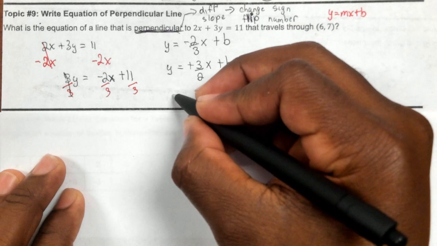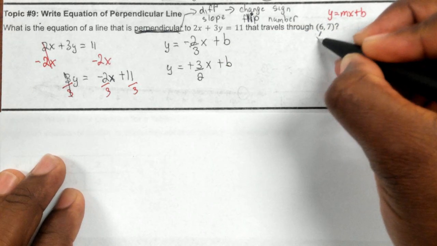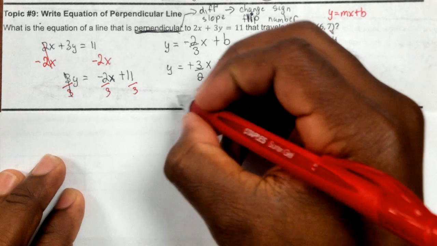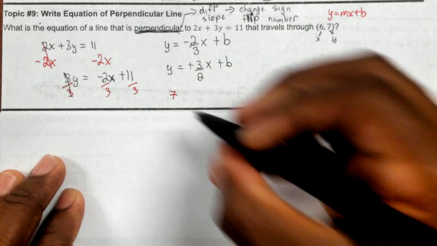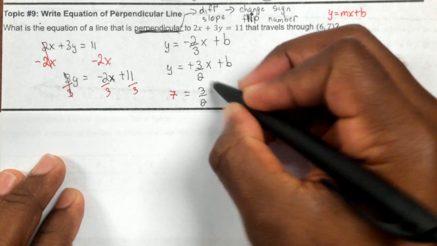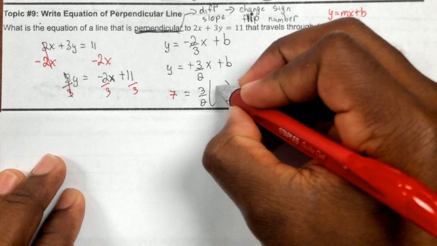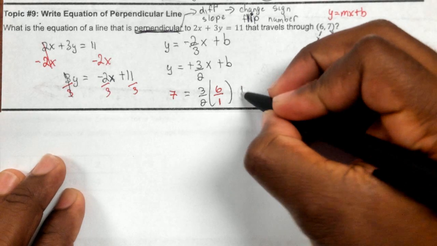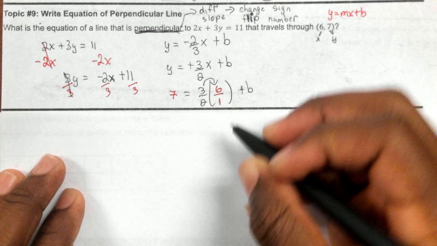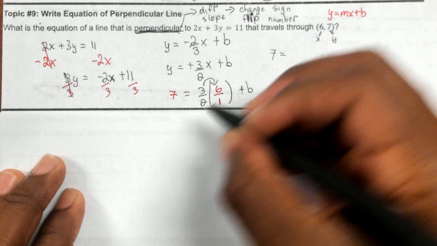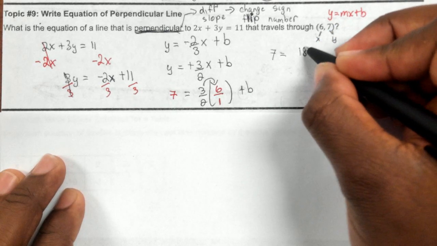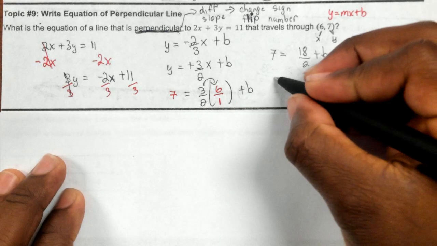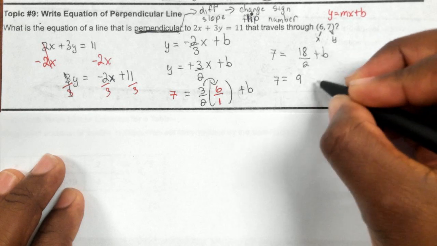Now I'm going to plug in these points for x and y. Instead of writing y, I'm going to replace y with 7 is equal to 3 over 2, and I'm going to replace x with 6. Because this is a fraction, I'm going to write this as 6 over 1 and then plus b. Now I'm going to multiply. So I would have 7 is equal to 3 times 6 is 18, 2 times 1 is 2, and then plus b. So 18 divided by 2 is 9.